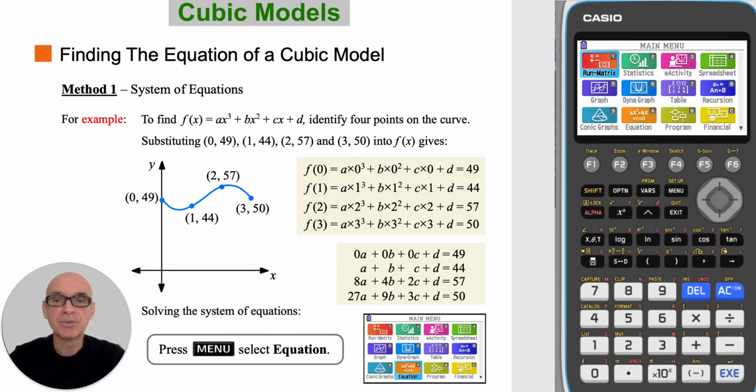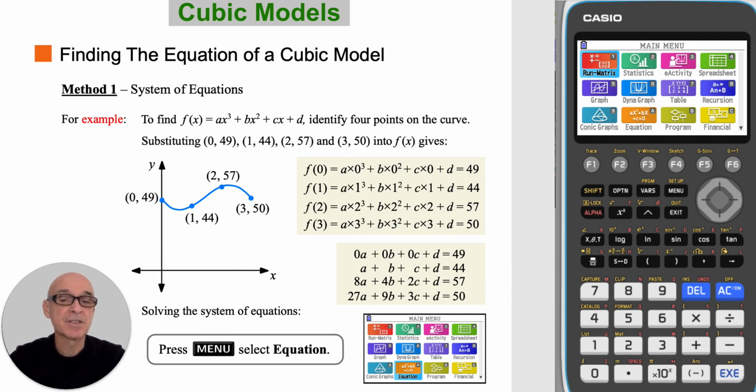In this example, to find the equation of a cubic model by using a system of equations, we need to first identify 4 points on the curve. Substituting the coordinates of the 4 points into the function gives 4 equations involving a, b, c, and d, as shown, which can then be simplified.